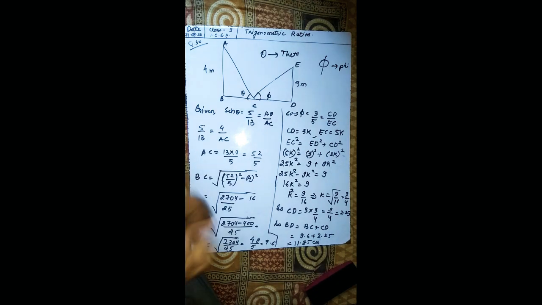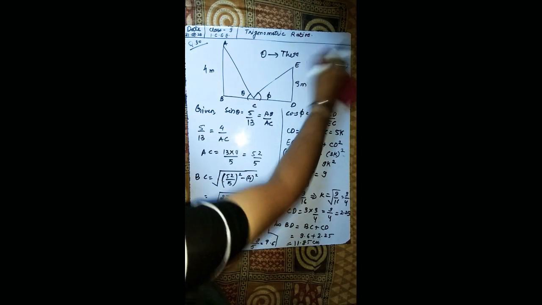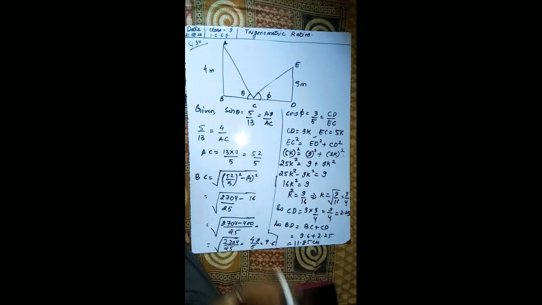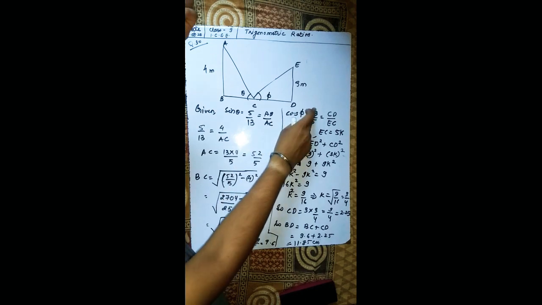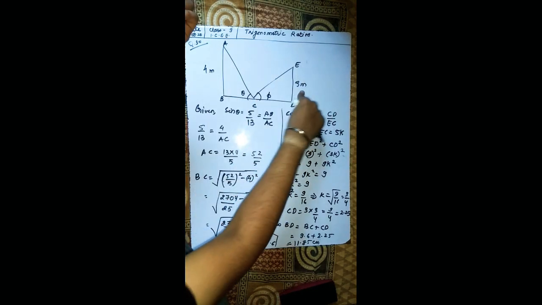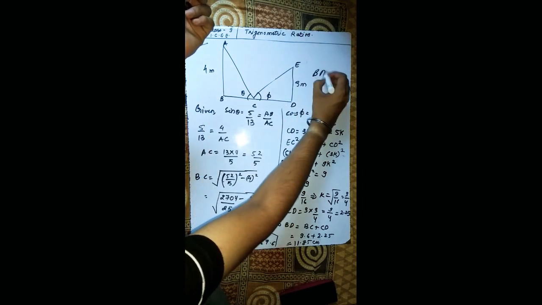These are used for representing angles. The two different angles are not both called theta because they are different angles, so they are represented by two different symbols. Given sin theta is equal to 5 upon 13 and cos phi is equal to 3 upon 5. This is 4 meters given and this is 3 meters given, and we need to find the length of BD.